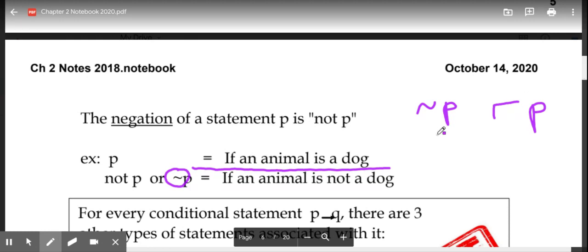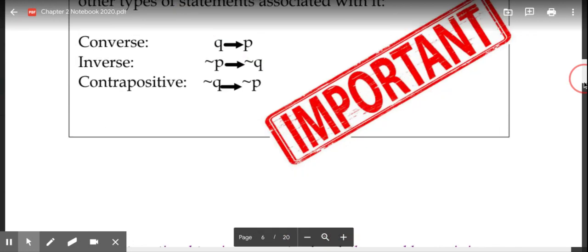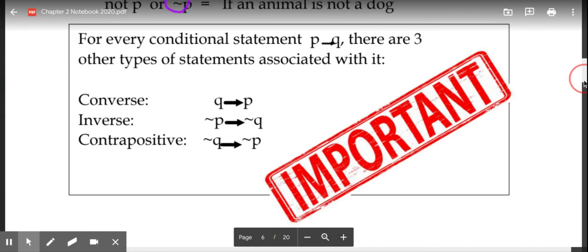And the most important part of this video is to talk about three other types of statements associated with the conditional statement. Okay? So the conditional statement is always in the form if P, then Q. The converse, you already know about it. You switch if and then. So the converse would be if Q, then P.